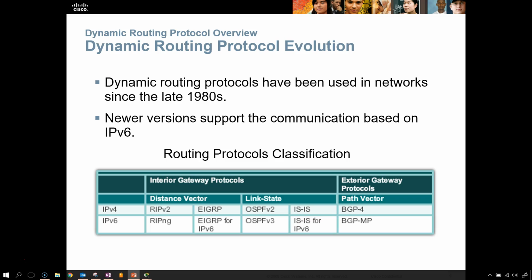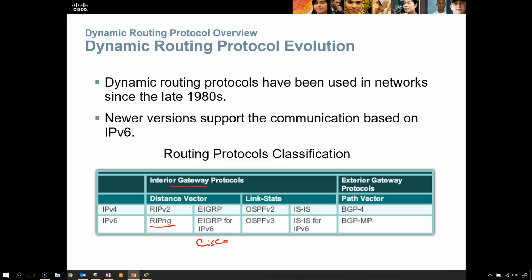Some of the history for dynamic routing protocols. They began to evolve in the 80s, beginning with RIP, and they have evolved to include IPv6 and larger link state routing protocols. There's a table on the bottom here, interior gateway protocol, so this would be client networks, or larger client networks. A small client network might include RIP, either version 2 or the next generation for IPv6. If it is all Cisco, because EIGRP is a Cisco proprietary protocol, then you could also use EIGRP.